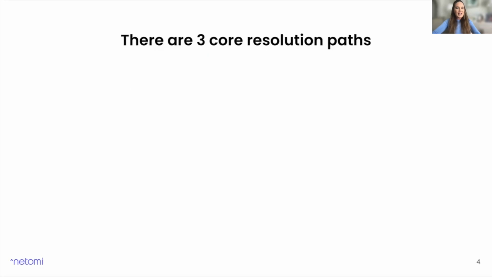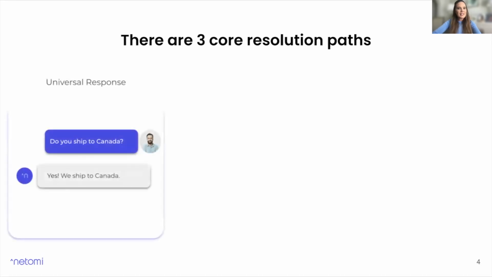So with our task-oriented virtual assistants, these are the ones that are in customer support, marketing, or sales, there are 3 core resolution paths that we can take to reach those goals. The first is universal response. This is going to be the same for everybody, no matter who your customer is or what loyalty tier they are. We have the same response for everybody. We'll try to get this as succinct as possible.